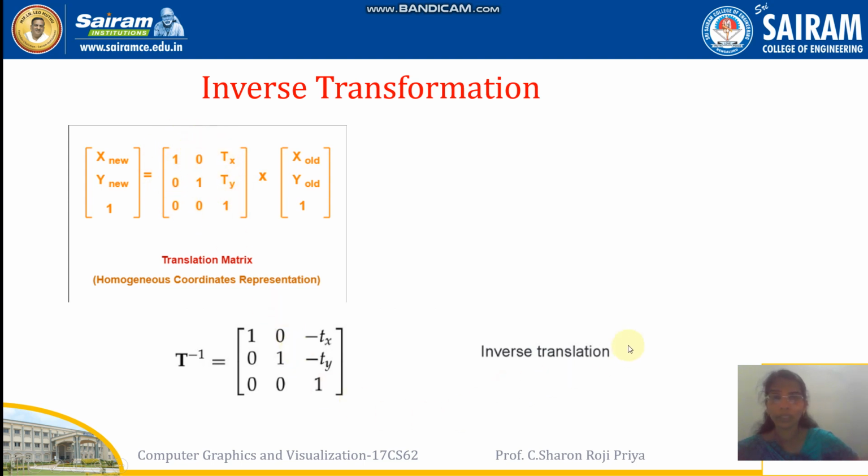Now I have to find the inverse translation, right? And you know Tx is the translation distance along x-axis and Ty is the translation distance along y-axis, right? You can inverse it. So in the place of Tx and Ty, I'll write minus Tx and minus Ty. This will be my inverse translation matrix, right?